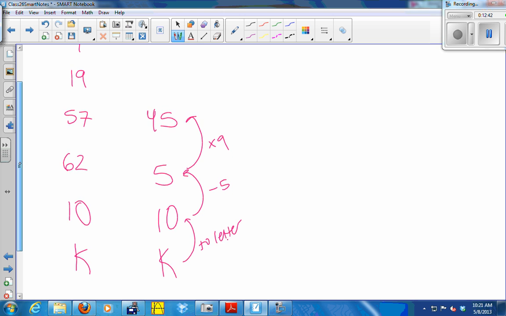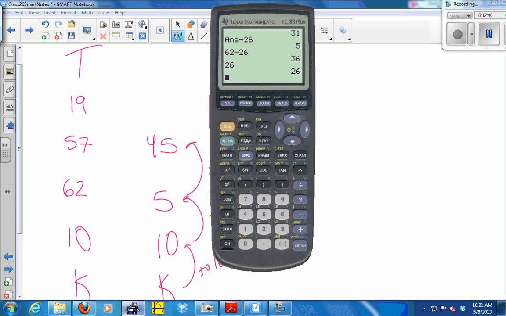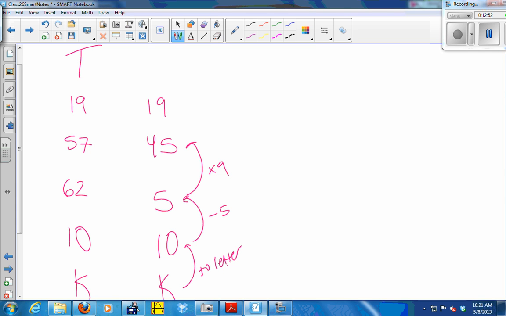But then 45 is too big, right? So subtract 26. 19. And 19 corresponds to T. So it does get me back to where I want to be. If I start with T and encode by doing times 3 plus 5, I decode by doing minus 5 times 9, which gets me back to my T.